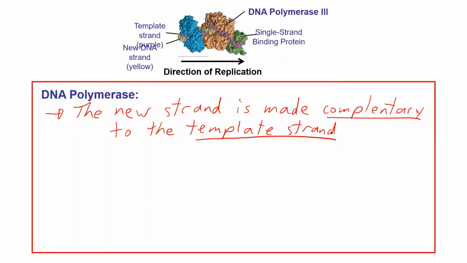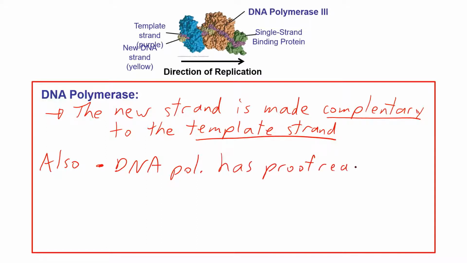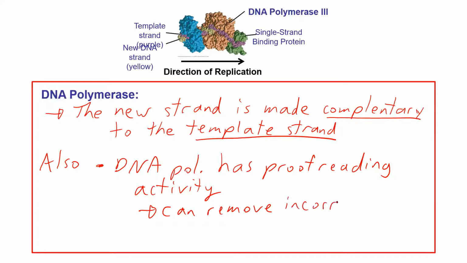Okay, a couple other notes. I just got to find them here. Make sure I got everything. The last couple of notes are just kind of by-the-way notes. One interesting thing about DNA polymerase, DNA pol, is that it has proofreading activity. So that means if it makes mistakes, it can remove incorrect nucleotides.